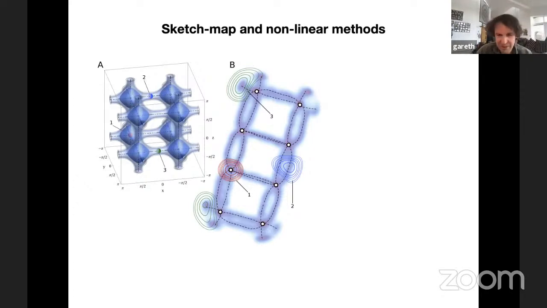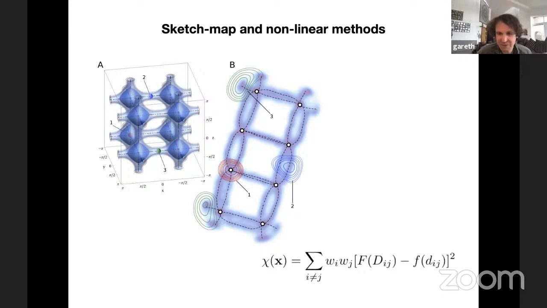So the idea with sketch map is you've got some high dimensional representation of the data, and you want to find some lower dimensional representation. The way that you do this is you minimize a stress function. So you try and reproduce the distances between the pairs of points, which is the same as what's done in multidimensional scaling.